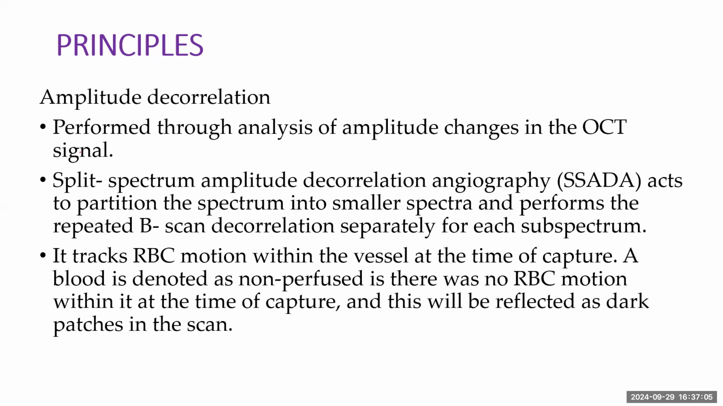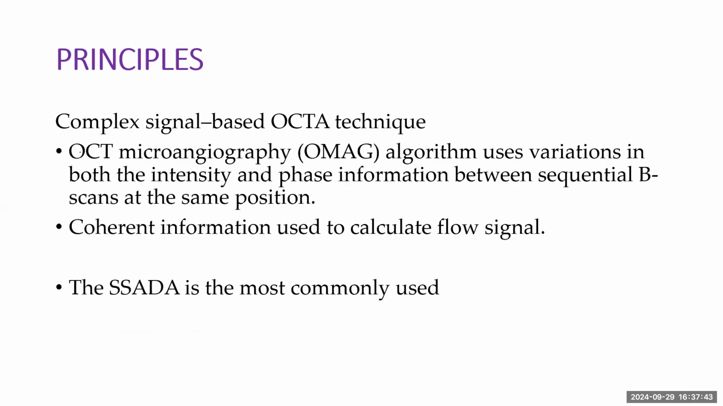So the OCTA uses the heme pigment on the red blood cell as its own contrast. So there's a contrast, but it's not an external contrast, it's hemoglobin. It tracks the movement of the red blood cell within the blood vessels of interest at the time of capture. So what this means is that if there's no red blood cell motion within the vessels at the time of capture, the area where this happens will be dark and will appear as dark patches on the scan, and it will reflect as no vascular supply in that area, and the vessel will not be represented.